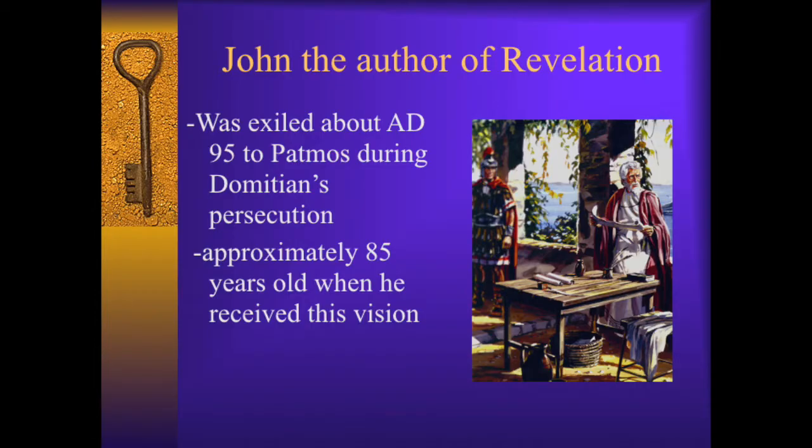So John was a very close disciple of Christ, and about 95 AD, he was exiled to Patmos by Domitian. Domitian was the Roman emperor. He was actually a brother to Titus. Titus was the one who had destroyed Jerusalem in 70 AD. Titus was a charming, very successful emperor. Domitian, not so much.